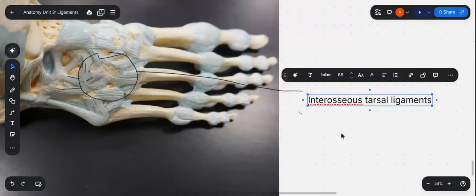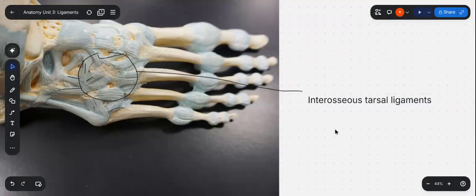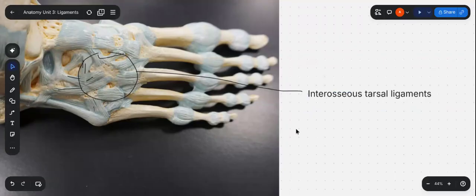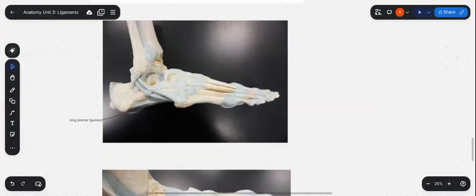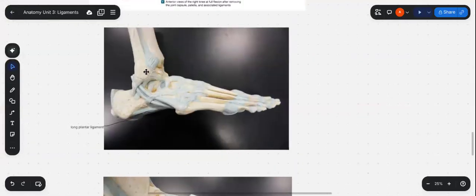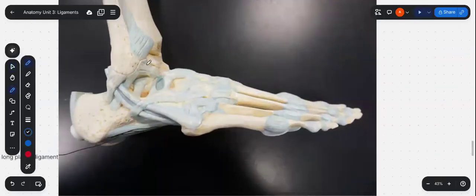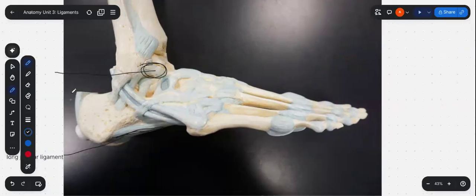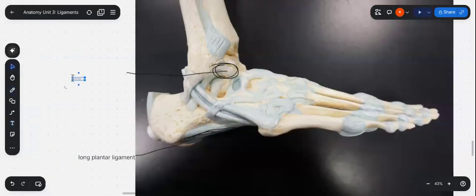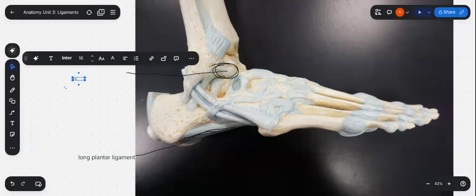All right. So next you have your anterior talofibular ligament. The talofibular ligament is going to connect to your fibula, and it is basically connecting your foot and ankle. So it's going to be this one right over there. And again, that is your anterior talofibular ligament.